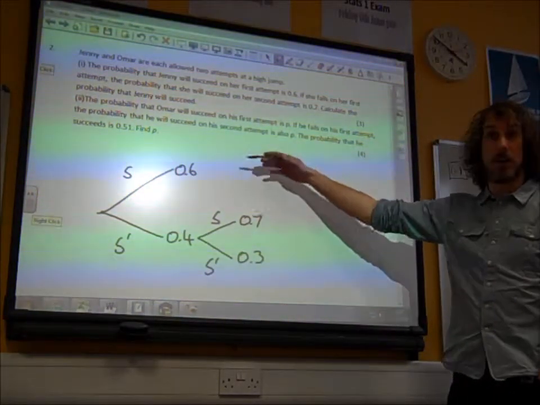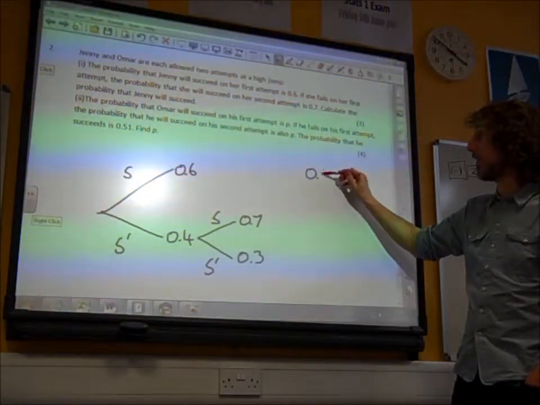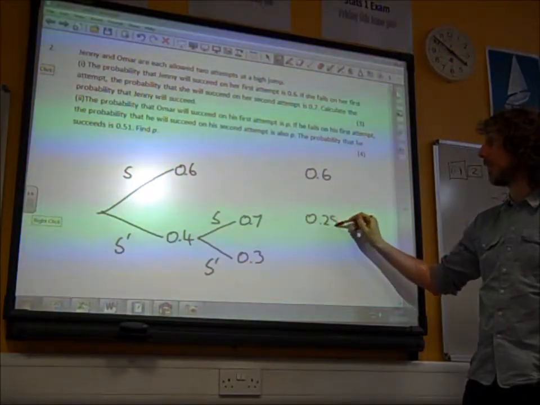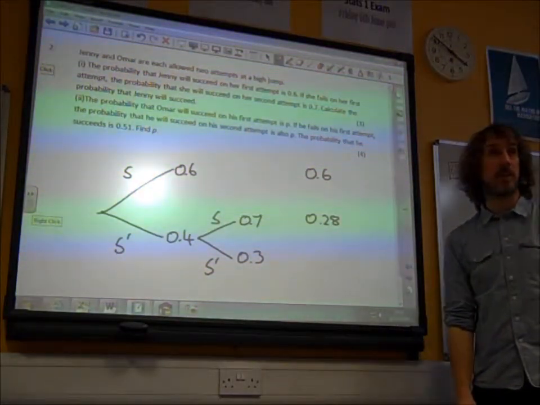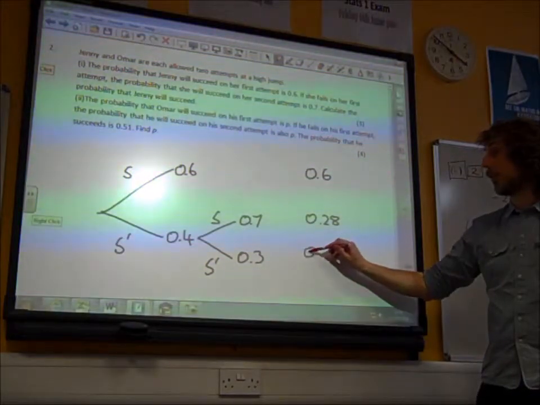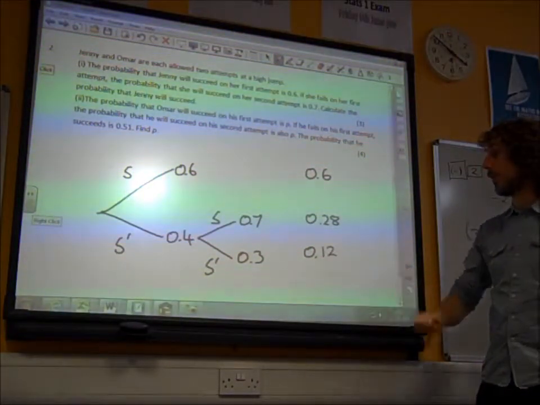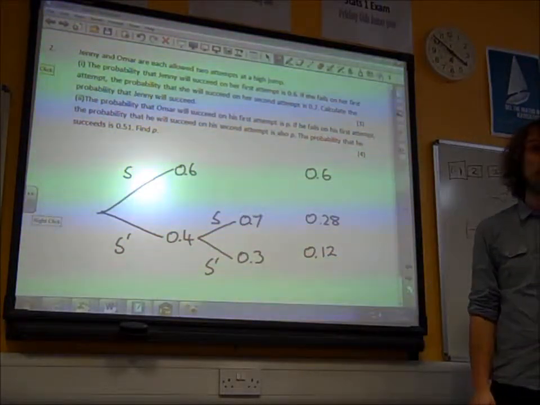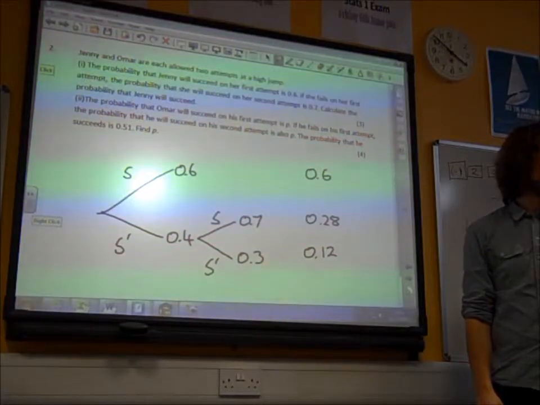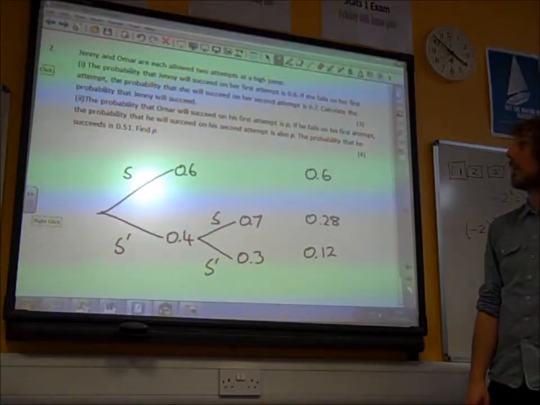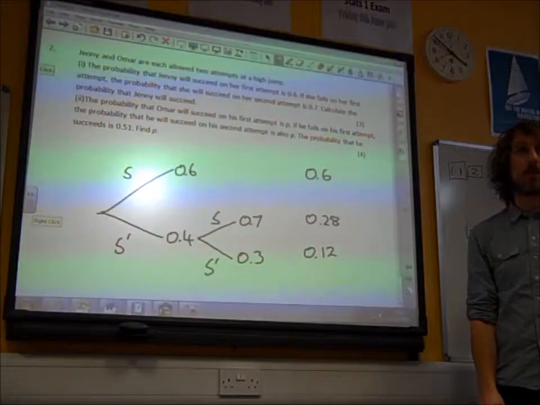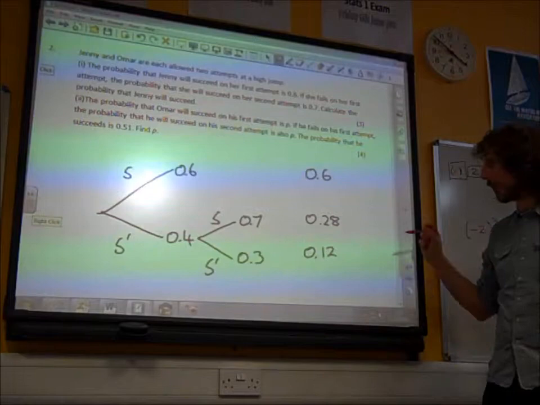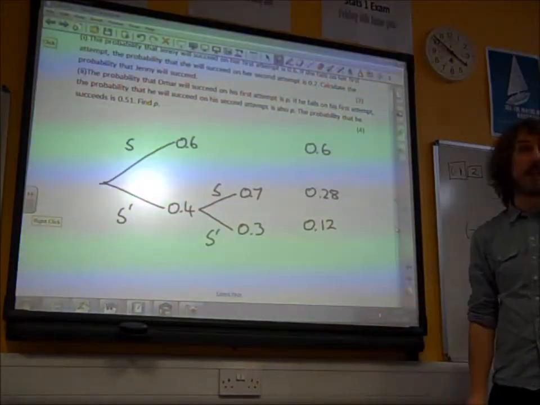Well, we find the numbers at the end of these branches, don't we? That's 0.6 for succeeding the first time. Here we've got 0.28 for her succeeding the second time. And here we've got 0.12 for her failing and then failing again. And so we could do this one of two ways, couldn't we? The probability that she succeeds is 1 minus the probability that she fails, so we could do 1 minus 0.12. Or we could just add the two ways that she succeeds together.